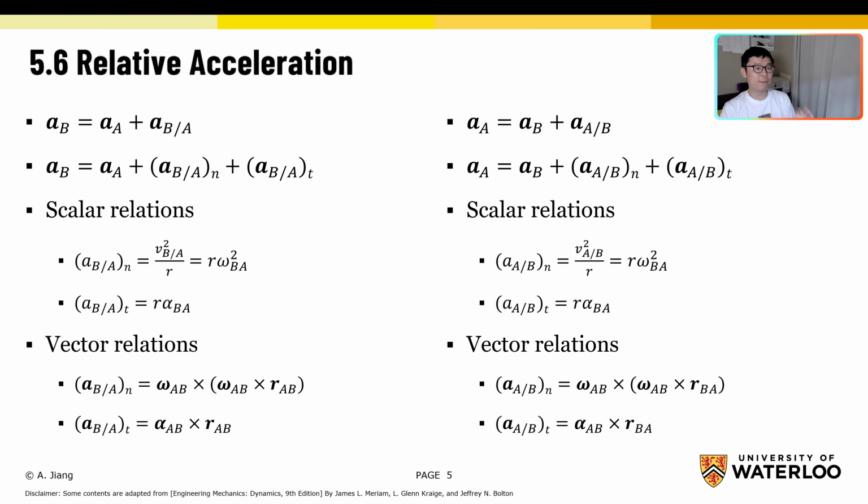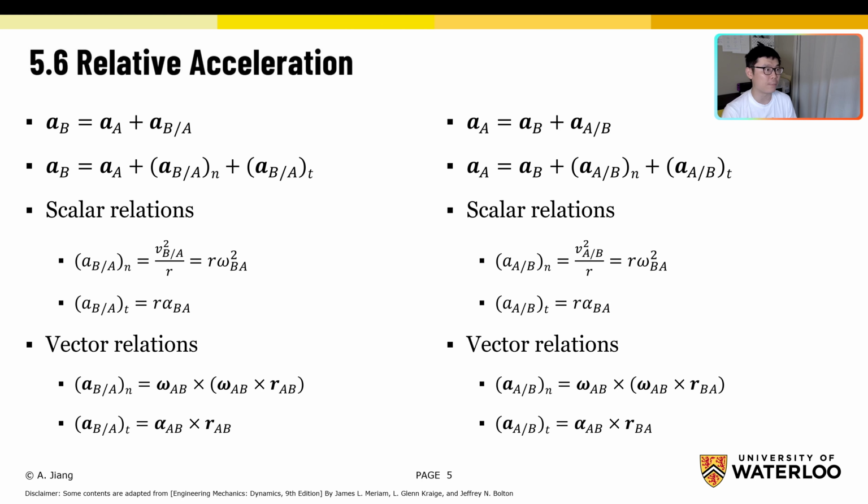Okay, I'm putting everything here together. On the left-hand side is what we have got from the demonstration on the previous slides, but they are B relative to A. That's what we did. So on the right-hand side, these equations are for A relative to B. Pretty much everything is the same except A and B are reversed. Take a note here that alpha and omega are the same for either A relative to B or B relative to A because they are on the same object.